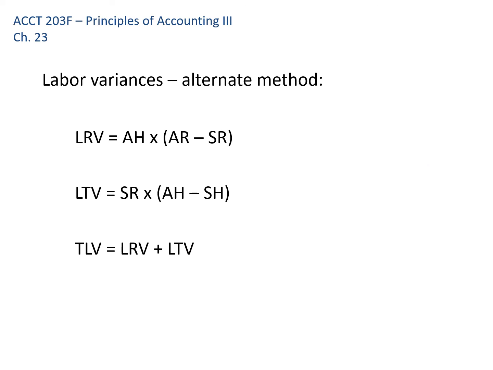So again, I can show it algebraically. So here, the labor rate variance is the actual hours times the difference of the actual rate minus the standard rate. And then the labor time variance is the standard rate times the difference in actual hours minus the standard hours. And then the total labor variance is the two variances above together. Keeping in mind, a negative number is going to be a favorable variance. Positive number means more spending, unfavorable variance.